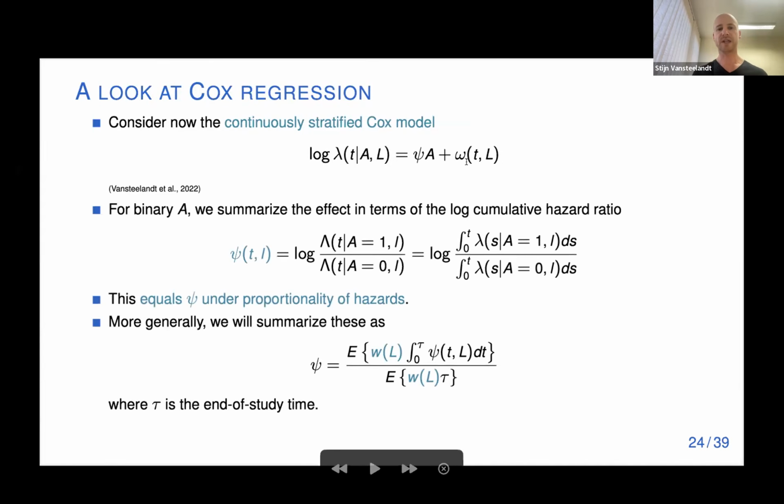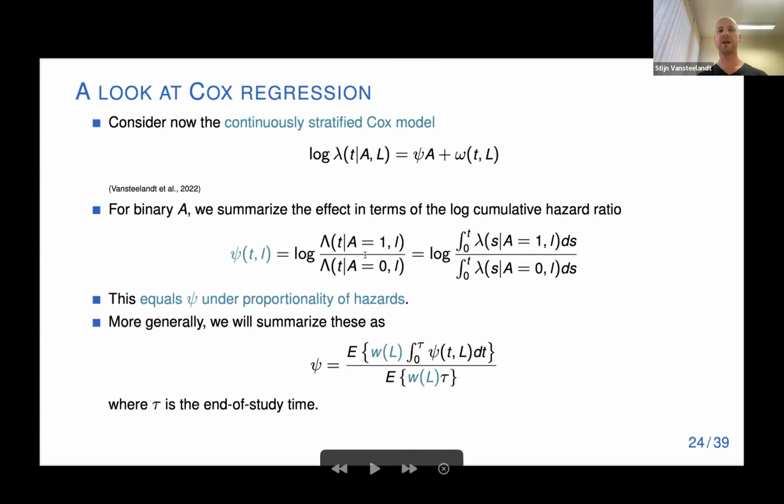So then we could summarize the effect in terms of a log cumulative hazard ratio. So we take a contrast of the cumulative hazard at each time t in each covariate stratum L in the treated versus untreated group. Let me call this psi of t and L. And that would just equal psi if the proportional hazards assumption holds. But it's still a measure of treatment effect if that assumption is violated.